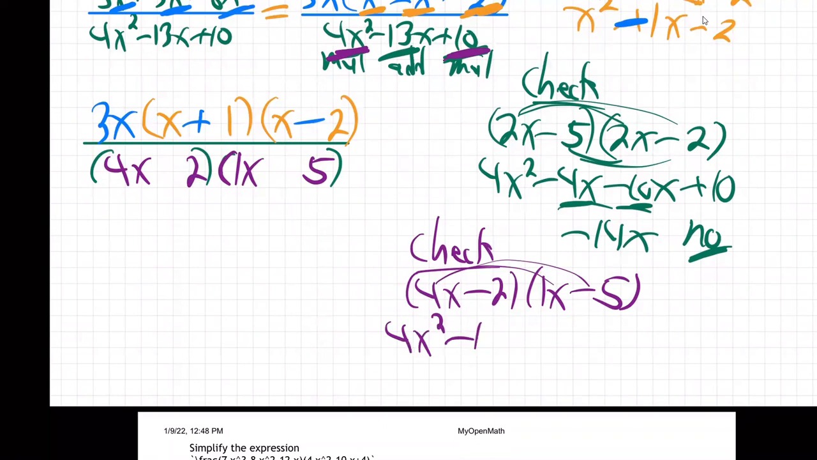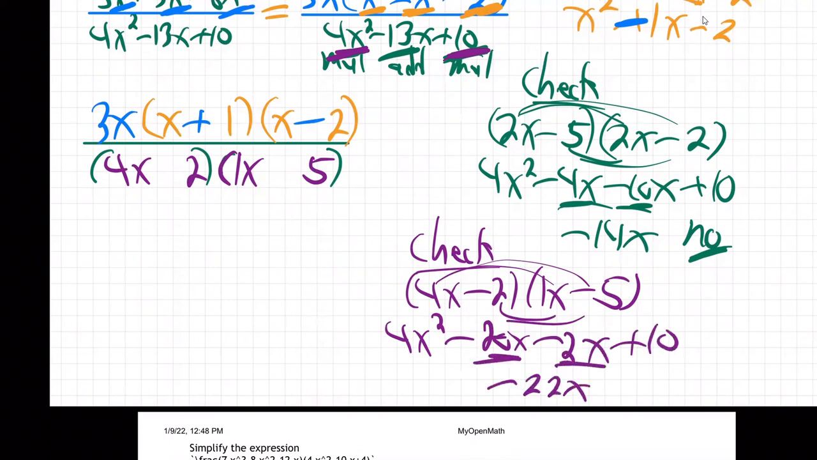Boom, boom. 4x squared minus what? 20x. Boom, boom. Minus 2x plus 10. That middle now is minus 22x. That's not right. It's supposed to be minus 13. So no. So now switch the order. Put the 5 here and 5 here and the 2 there. Check it again.